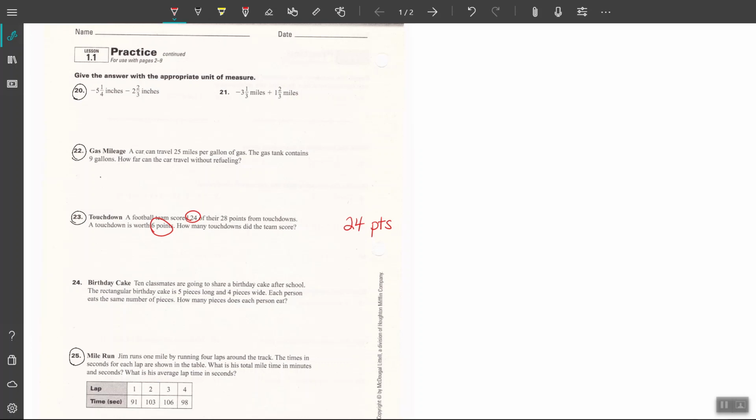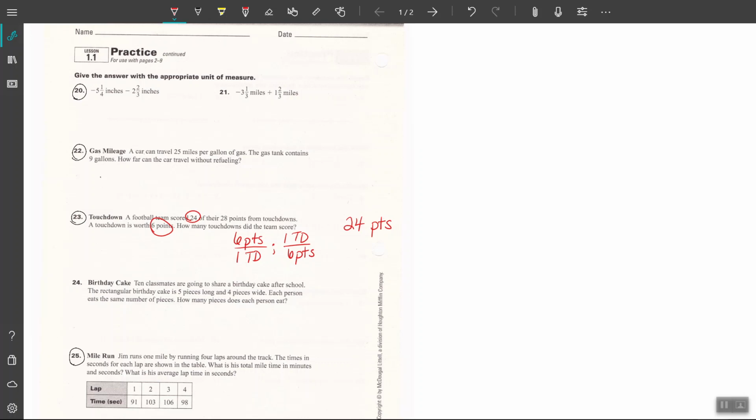You have two options here for your unit rate. We know that there are 6 points for every 1 touchdown. Just going to write TD there for touchdown. If you remember from Algebra 1, 6 points over 1 touchdown is the same thing as reversing that: 1 touchdown is 6 points. So we can use the reciprocal of the unit rate at any time. If one is true, the other one has to be true as well. We just read it differently.